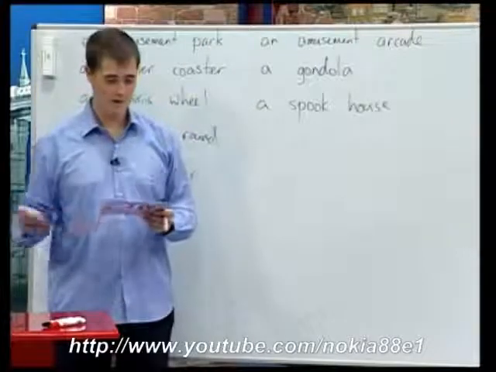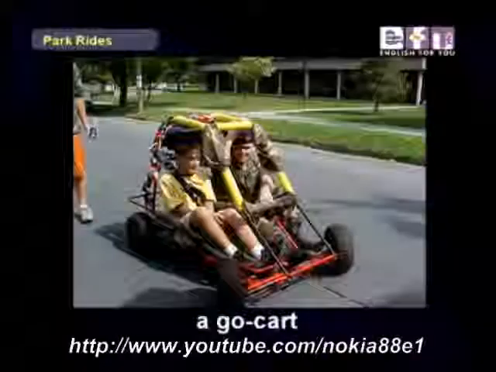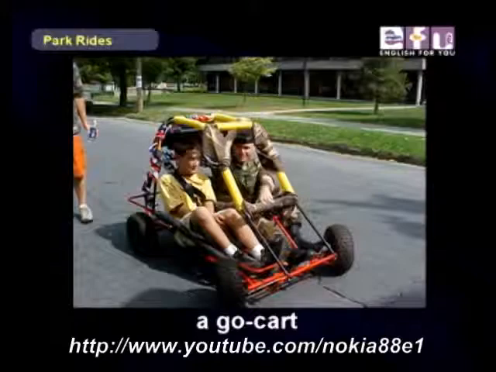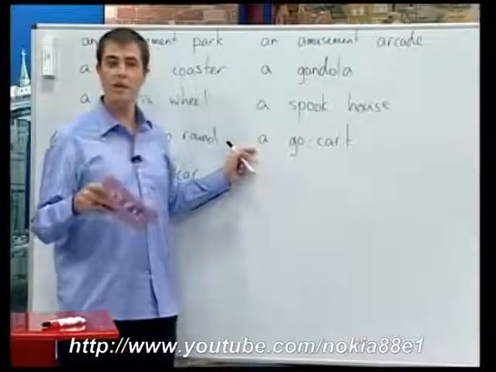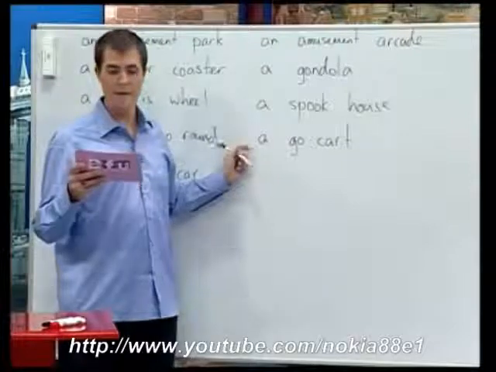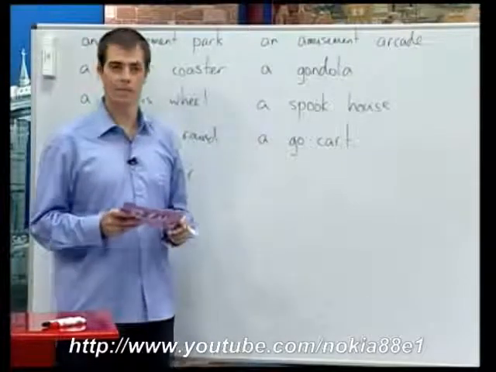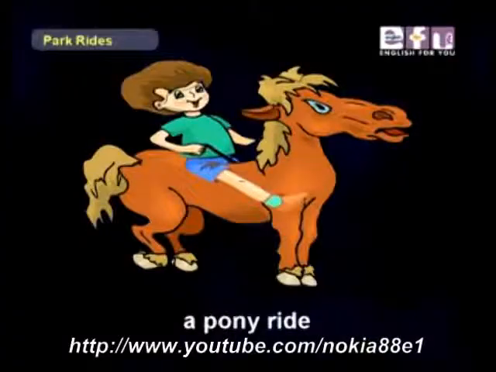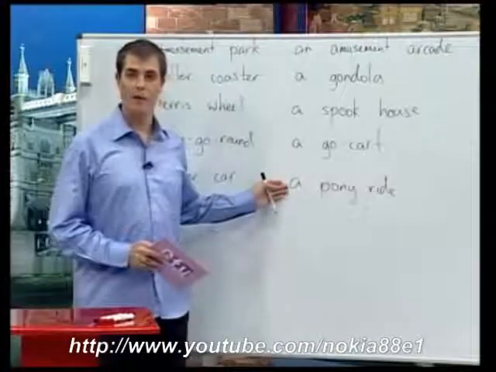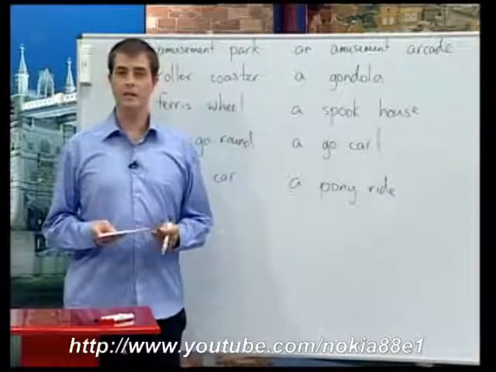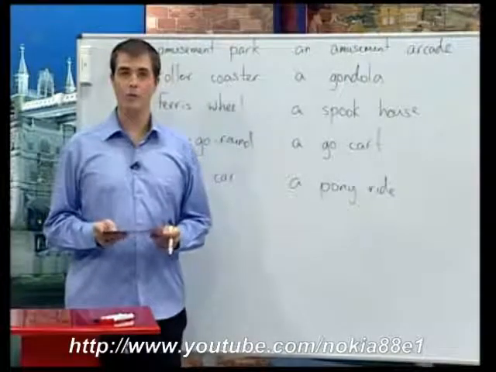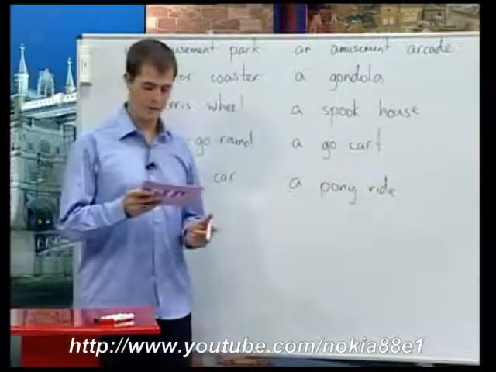Children enjoy this ride. Two more. A go-kart. A go-kart is a machine with an engine and an open frame. It looks like a small race car. And finally, a pony ride. A pony ride is a ride for children. They can sit on a pony and ride it with the help of their parents.